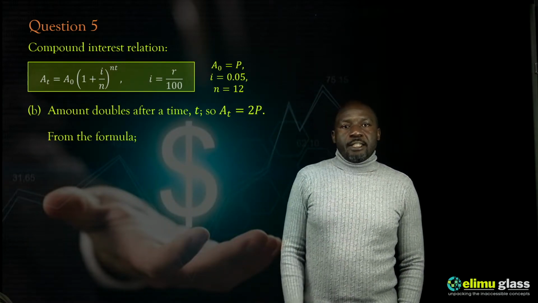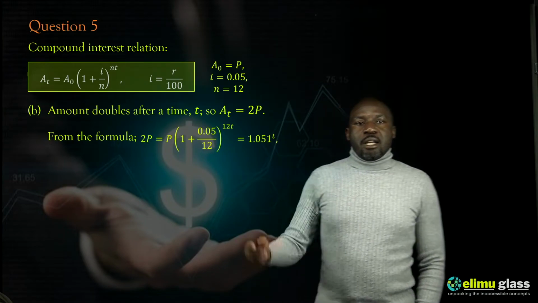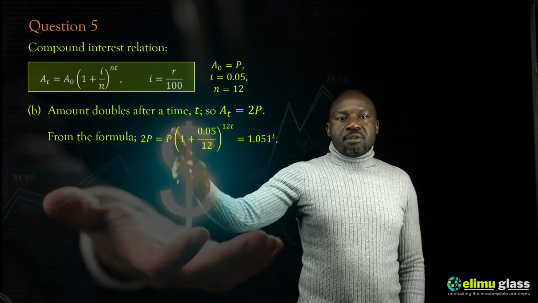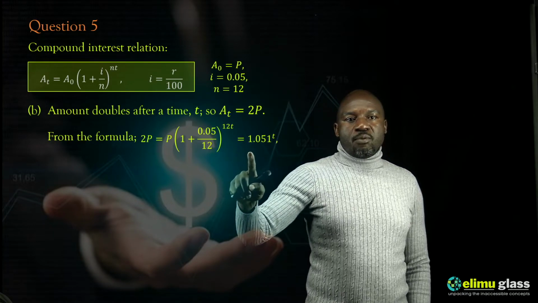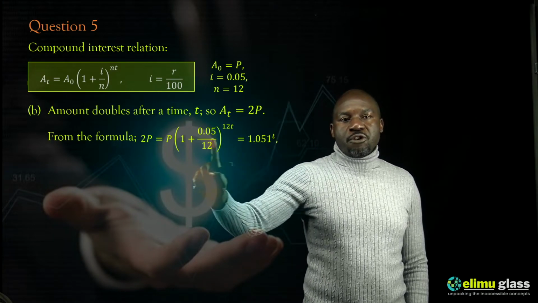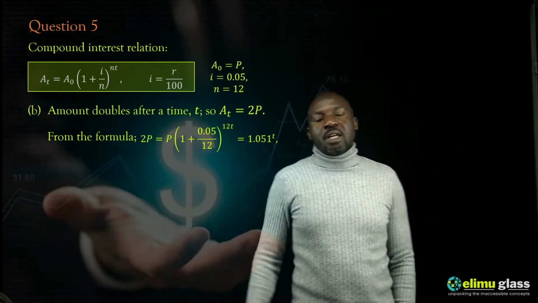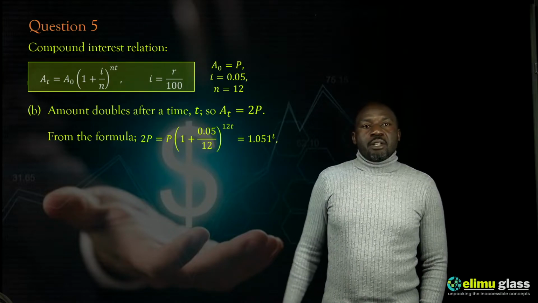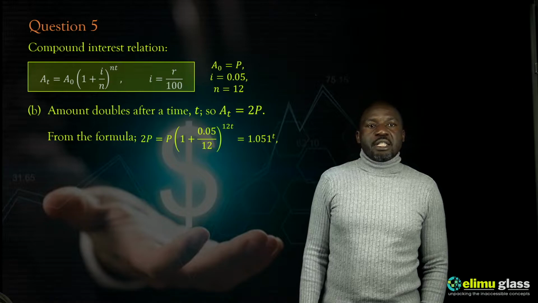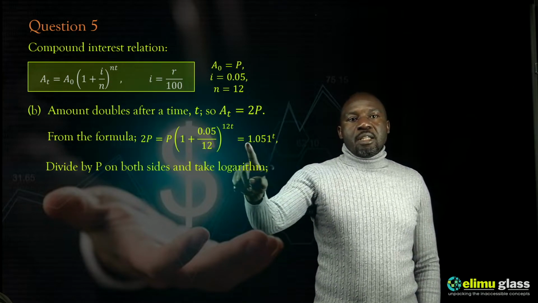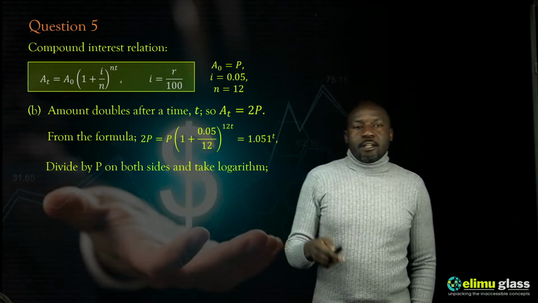If we put that in from the formula, we get that. And remember, from the previous part, this bracket to the power of 12 is 1.051. It was the common ratio. So we could have written this as alpha to the power t, where alpha is the common ratio. Okay, and so 2p must be equal to p times that. There is something missing here. This is supposed to be p right there.